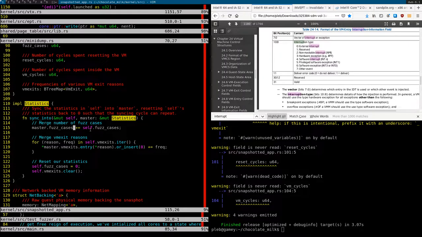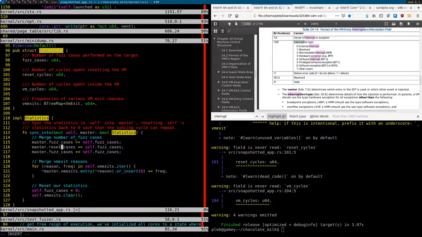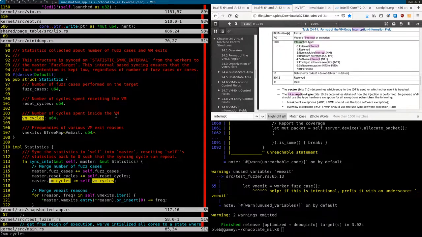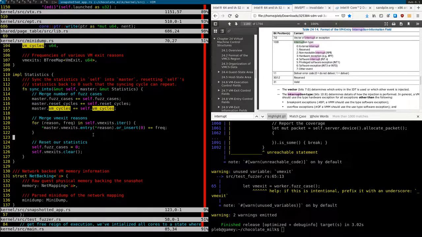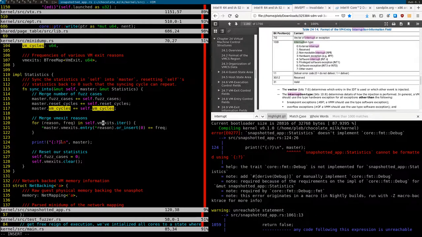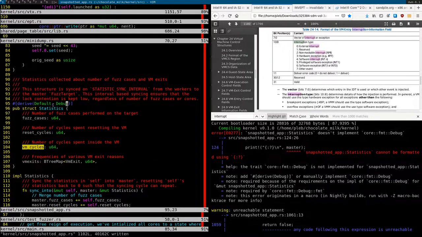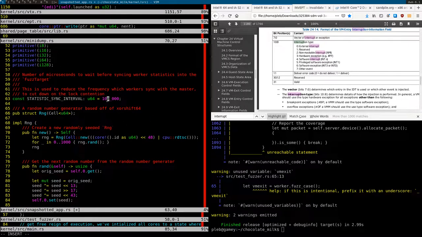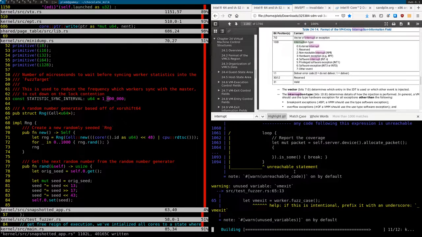Sync into. Reset cycles, VM cycles. Reset cycles, VM cycles. Okay, so those will get synced up into the global stats. And then, fuck it, I'll just print the master stats here. Debug. Should have debug on that. And I'll pretty print that. And then I'll set our sync interval lower. Set it to every second. Just so we don't have as much spew, because we're going to have 8 workers reporting that status.